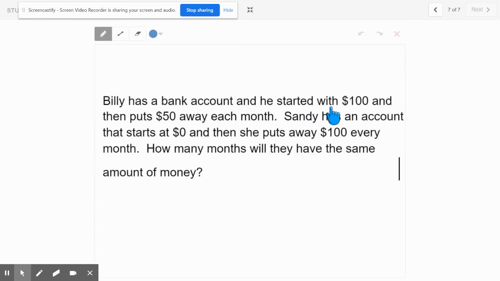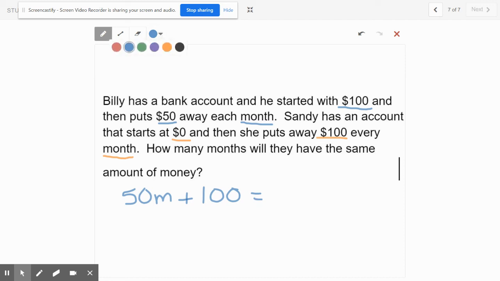Next problem. Billy has a bank account and he started with $100. Interesting, that's important. Then he put away $50 per each month. All right, I'm going to do different colors here. Sandy has an account where she starts at $0 and puts away $100 every month. So you can tell the time frame is months. We're going to use that as a variable. So right down here, I'm going to put the blue one first. It's going to be $50 every month plus 100. That's Billy. Guys, your problem is just like this on the benchmark, so make sure you take your time on this one. It's a tough one, but there's only one of them on there.